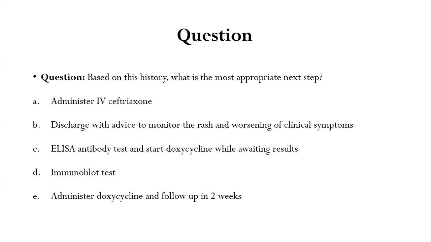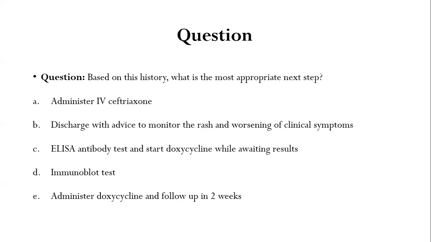Based on this history, what is the most appropriate next step? Administer IV ceftriaxone, discharge with advice to monitor appearance of rash or worsening of clinical symptoms, ELISA antibody test and start doxycycline while awaiting the results, immunoblot test, or administer doxycycline and follow up in 2 weeks.